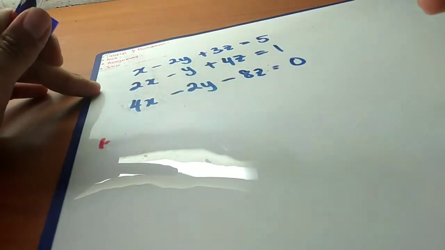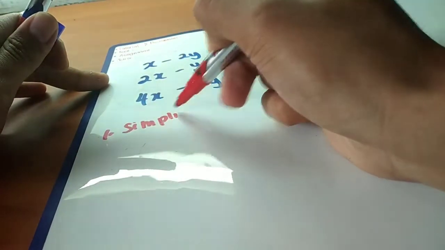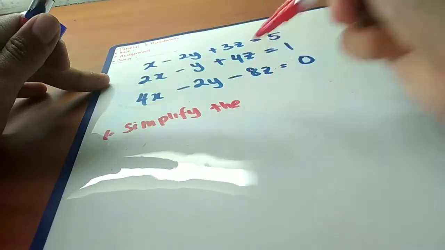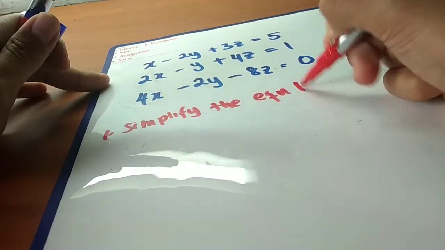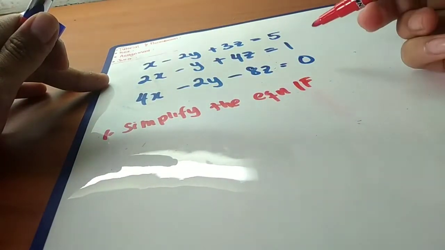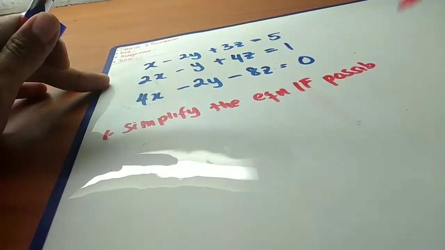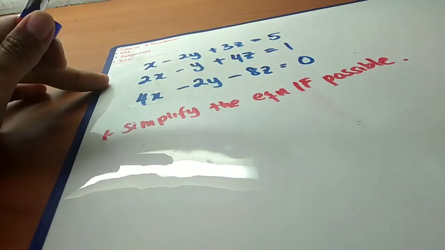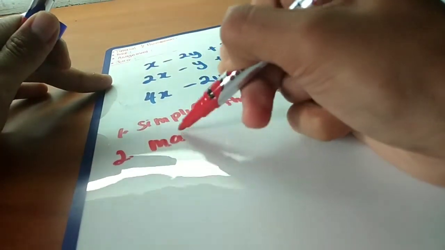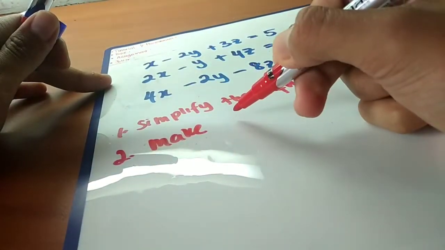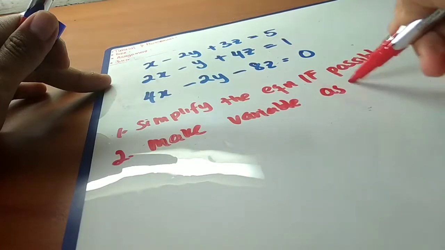This is actually the basic thing that you need to know. You need to simplify the equation if possible. Let me write the IF in capital letters to emphasize that it's only if possible. If it is not possible, then don't do it. And then the second thing is you make a variable the subject of the formula.